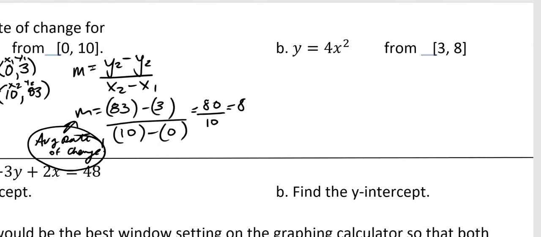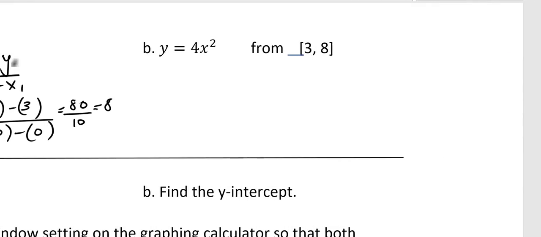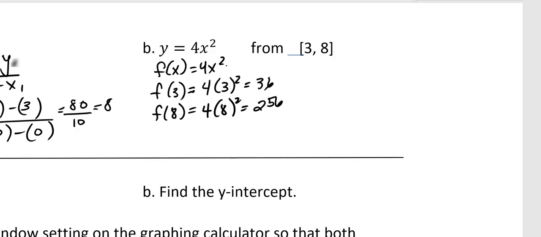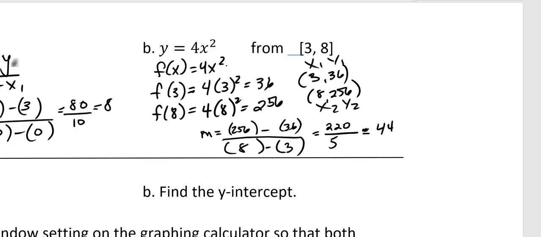Okay, let's do the second part. Same thing. This time we don't have an f of x. We're just going to rewrite that y as f of x. And we're going to fill it in with an input of 3 and an input of 8. This creates 2 points, (3, 36) and (8, 256). And I can write my slope formula and find the slope of these 2 points. And then my average rate of change is 44.